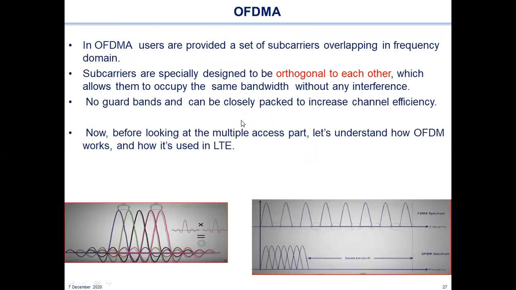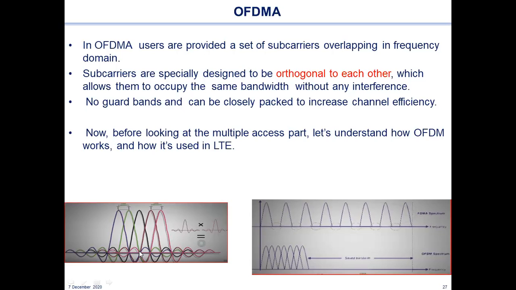So here, this is exactly what we are seeing. OFDM users are provided a set of subcarriers overlapping in the frequency domain. All the subcarriers are overlapping in the frequency domain. You can see, even though they are overlapping, the peak of one subcarrier is at the nulls of the other subcarriers. Suppose we take the peak of this carrier, at this peak point, other carriers have nulls here. You can see. Okay, this is the concept of orthogonal frequencies.